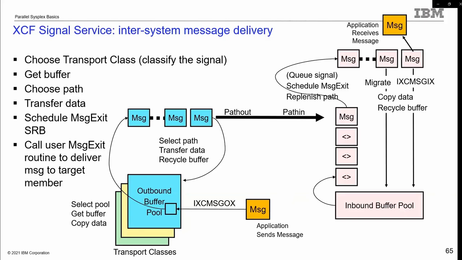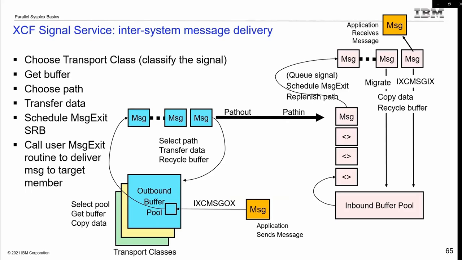You also have to have particular signal paths that are defined between the various systems in your Sysplex. And so when we send a message, we have these set of pools of buffers that we can use to send messages across. Then that message pool is going to select a particular path, a path out from my local system and a path into the other system. The other system is going to receive that message. It's going to be put in an inbound buffer pool and eventually delivered to the recipient of the message.